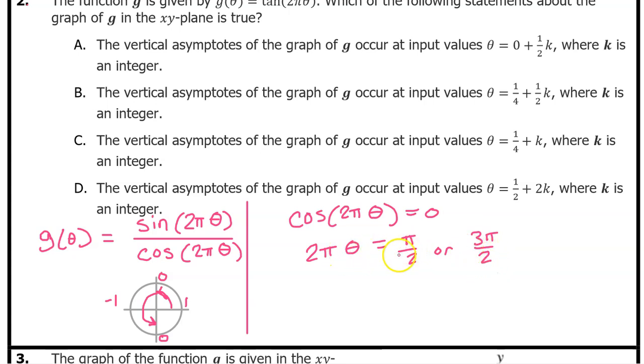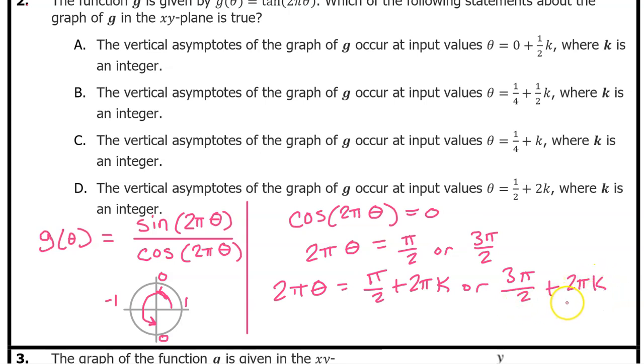So we can convert this to infinitely many solutions by adding multiples of 2 pi, since 2 pi is the period of cosine. So this will become 2 pi theta is equal to pi over 2 plus 2 pi k, or 3 pi over 2 plus 2 pi k, where k is any integer.